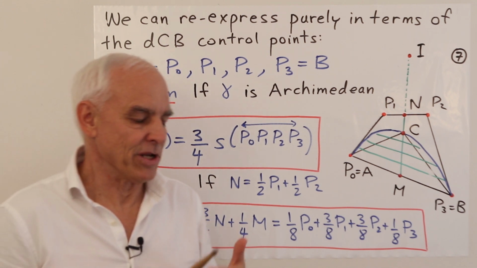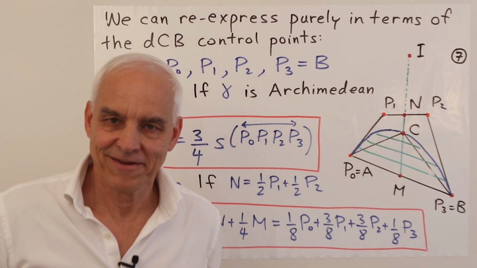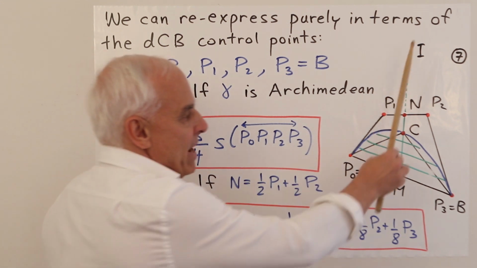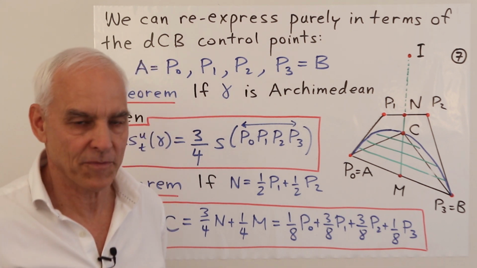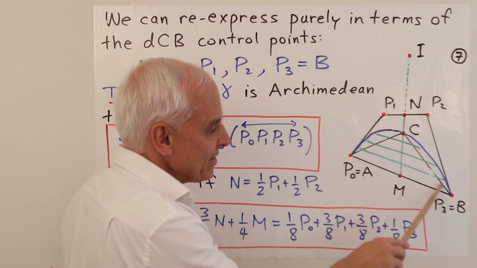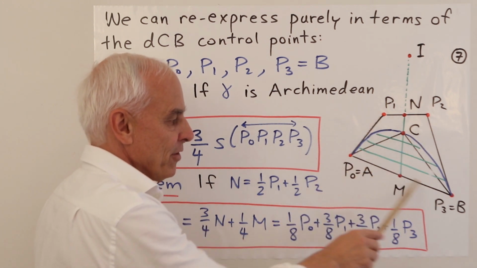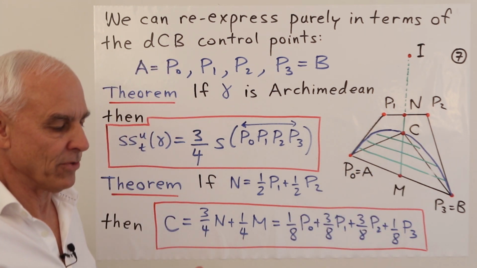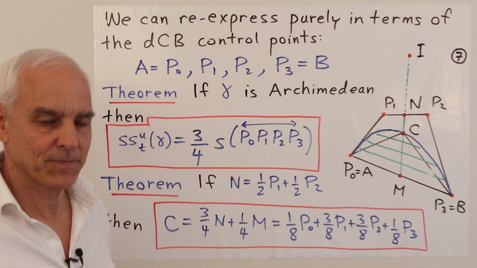So that means in practice that you don't need to find this point C. You don't need to make this line IM and see where it intersects the curve. If you want to know what the area of this slice is, then all you need to do is calculate the area of this oriented quadrilateral, and take 3/4 of it.